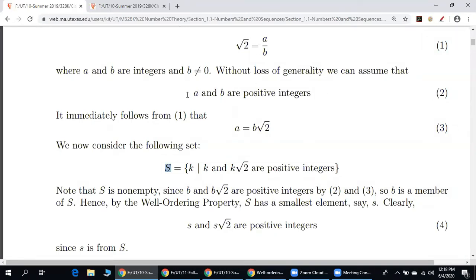The answer is, the set S is indeed non-empty. Because if we look at 2 and 3, there exists a positive integer b such that both b and b times square root of 2 are positive integers. Well, it's written over here. b is a positive integer. Since a is a positive integer, b times square root of 2 is a positive integer. Since both b and b times square root of 2 are positive integers, this set S contains at least one element. So S is non-empty. Guys, any questions about this portion? We just showed that this set S is non-empty.